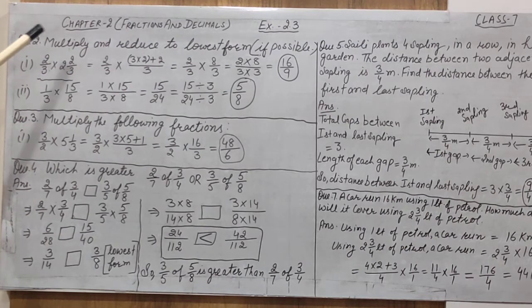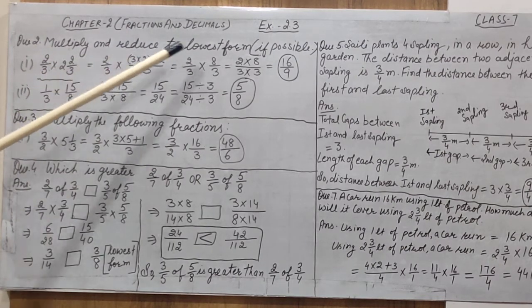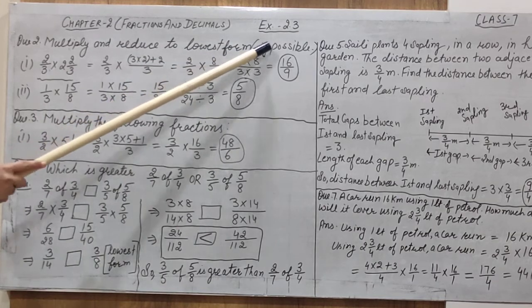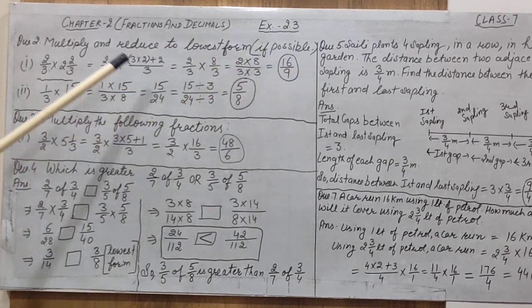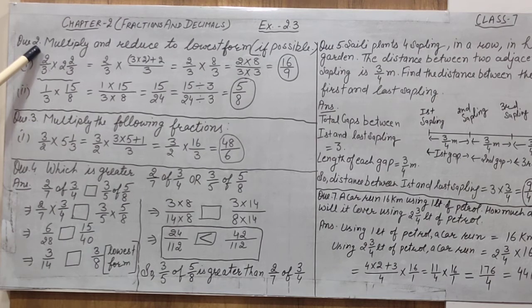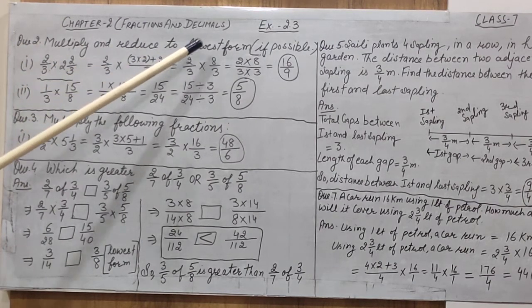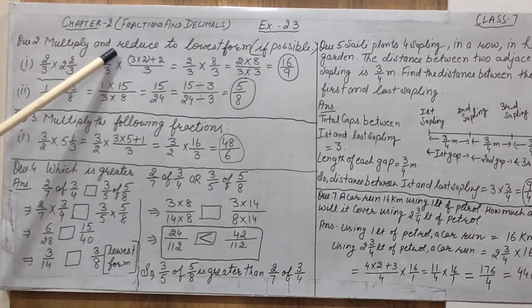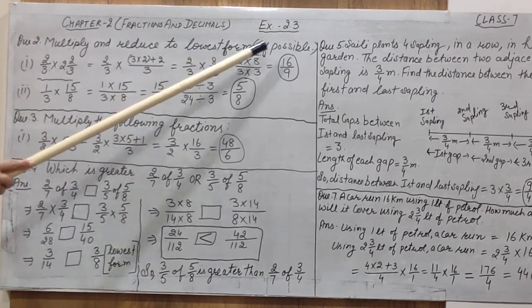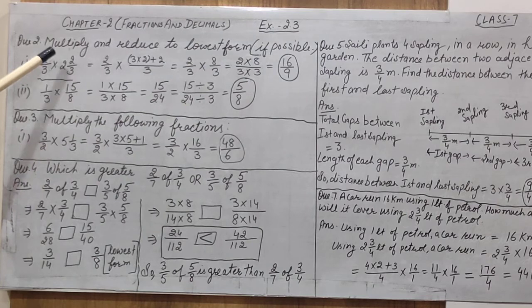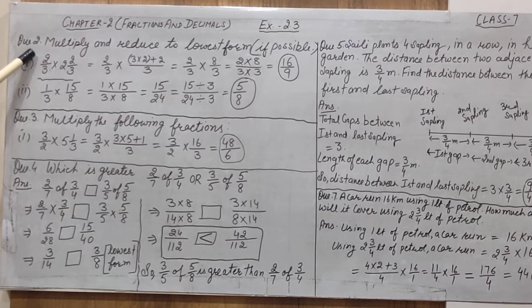Question number 2. Multiply and reduce to the lowest form if possible. If possible means you have to multiply the given fractional number first of all. Then reduce to lowest form. You can reduce that fractional number to lowest form if it is possible, if that fraction is in a form that they can multiply with or divide with the same numbers. Let us start with the first question.